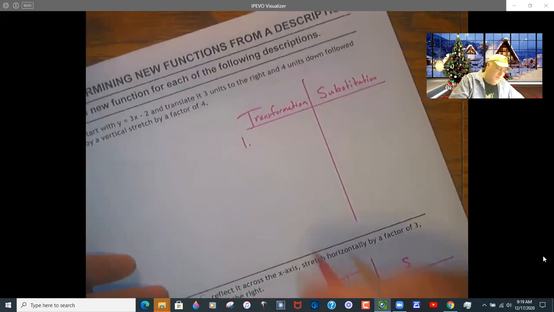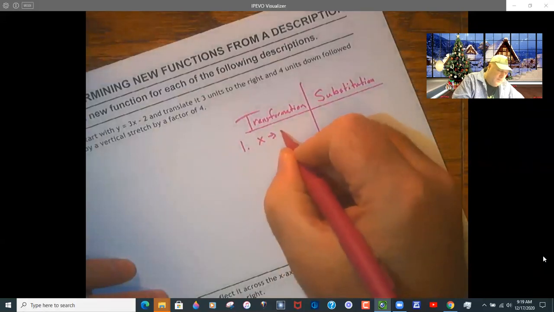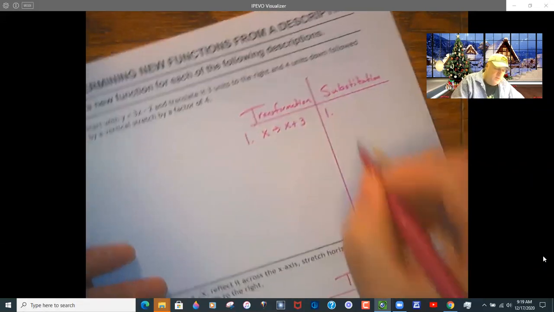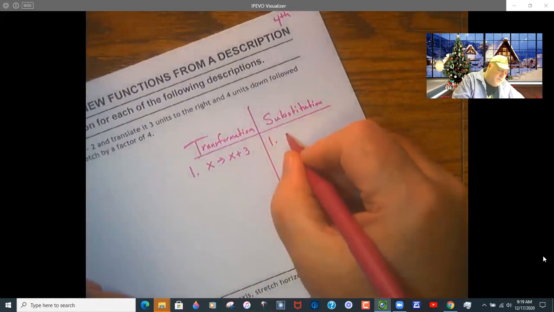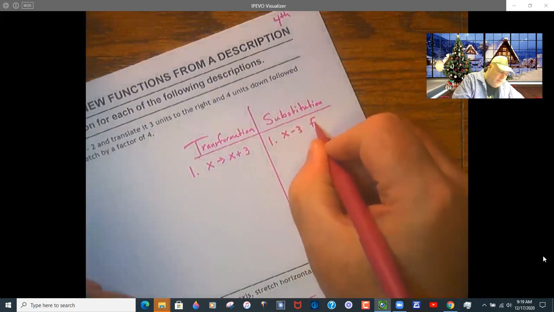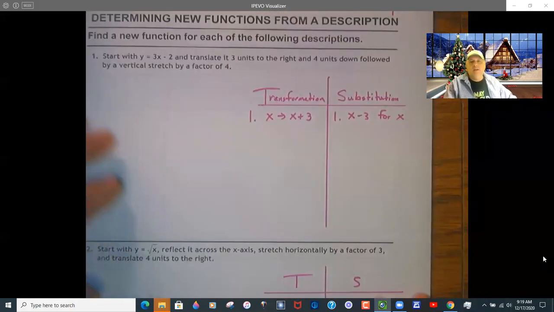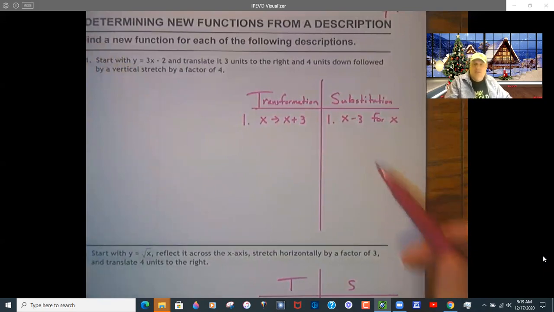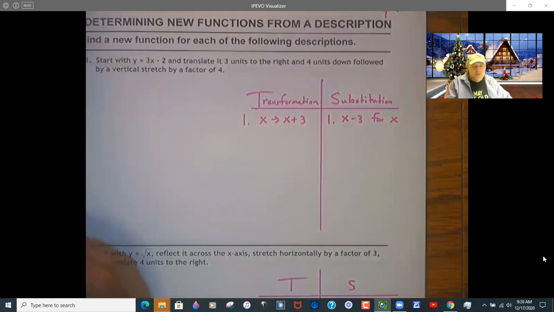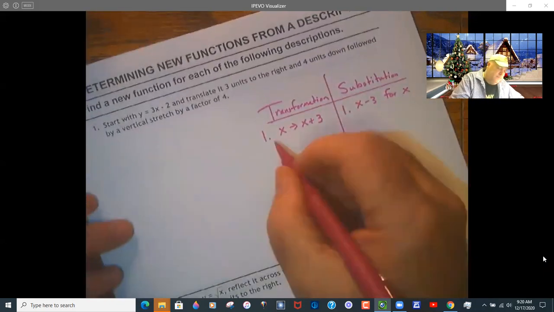So if we translate 3 units to the right, that's just what I talked about. This is the transformation. So all the x coordinates would go to x plus 3. But the substitution has to be the inverse. And here's the rule. So if it's x plus something or y plus something, that deals with translations, or x minus something, y minus something, you just change the sign. And when you substitute in for x, there's simplification. And when you substitute in for y, they're solving for y.